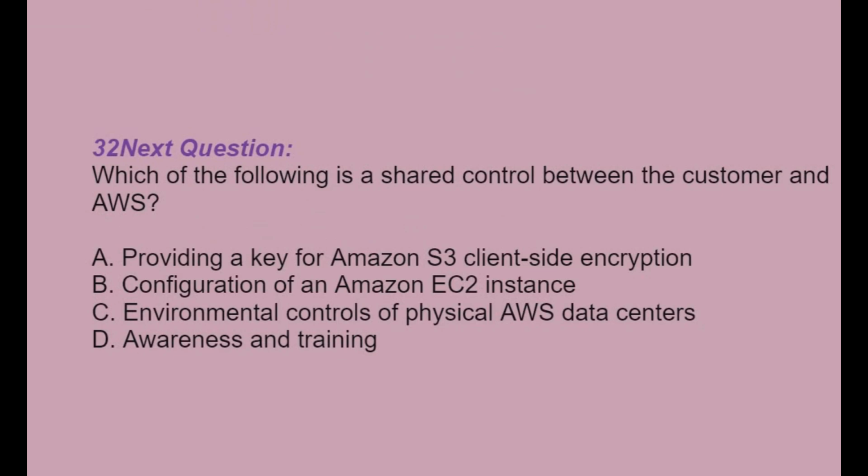Question is, which of the following is a shared control between the customer and AWS? Option A, providing a key for Amazon S3 client-side encryption. Option B, configuration of an Amazon EC2 instance. Option C, environmental controls of physical AWS data centers. Option D, awareness and training. Correct answer is option D.